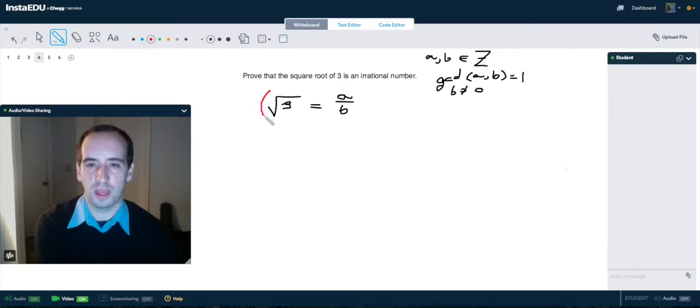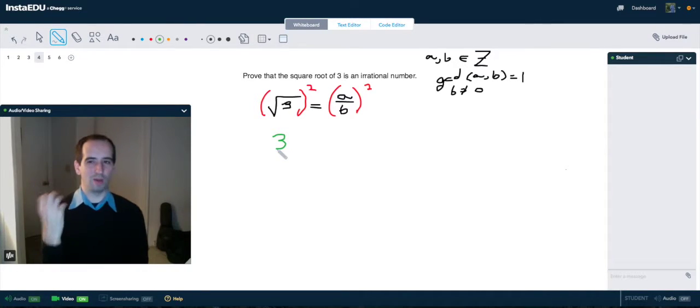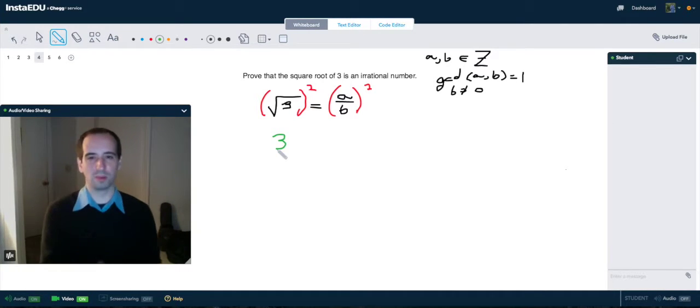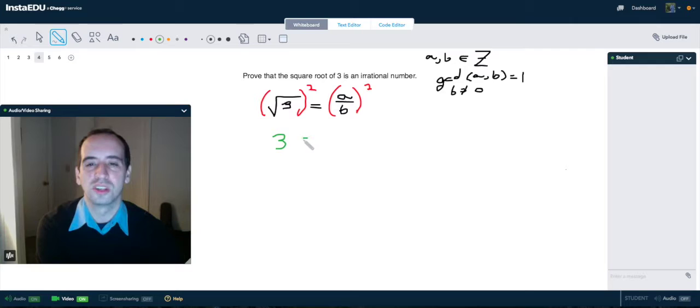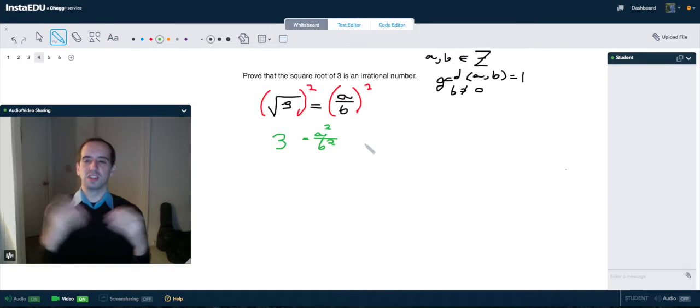So we're going to square the square root of 3, and we're going to square a over b. And in so doing, we're going to get 3, because remember, the square root of 3 squared is just the number. So the number is 3 equals a squared over b squared. Well, that's interesting to see, but it doesn't really help us. So let's try something else.